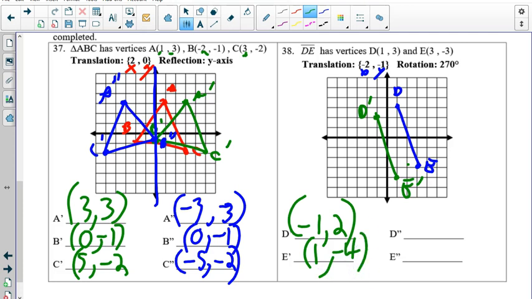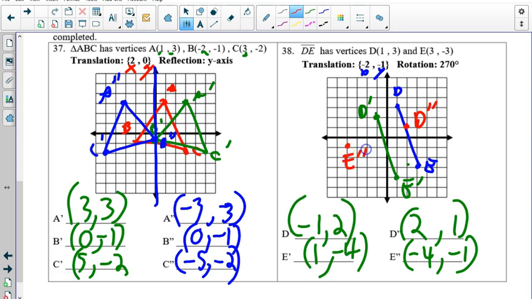And now a 270 degree rotation. Remember, the Y comes to the front, and the X moves and becomes opposite. So that becomes positive, that becomes negative. So let's do that. 2, 1 is right here. There's D double prime. And negative 4, negative 1, there's E double prime.